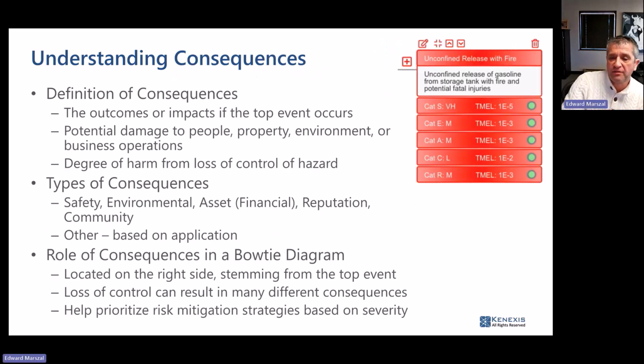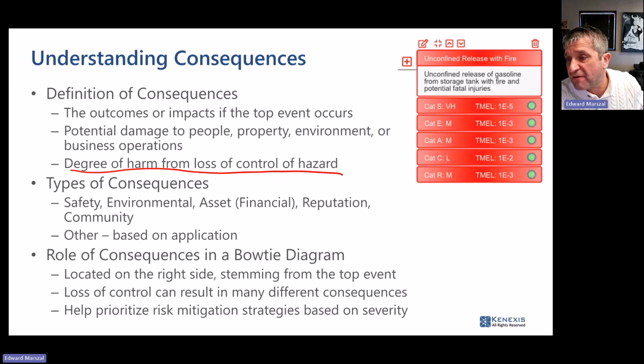Now, on the far right-hand side, we are going to have consequences. A consequence is the ultimate loss of the asset. It's the degree of harm or loss from loss of control of the hazard. So if I have a storage tank overfill, I can have a fire, and that fire can result in potential injuries. That's the harm from the loss of control event.